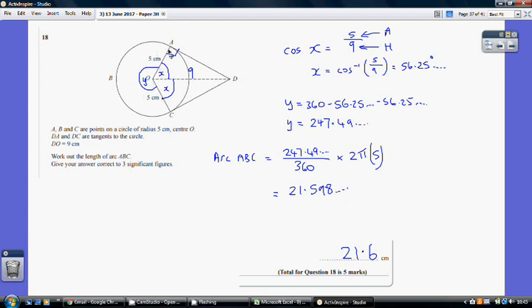The proportion that this length here, the arc ABC, is of the whole circumference is y over 360, which is my 247.49 over 360, is that proportion of the whole circumference. And of course the circumference is just pi times diameter, so pi times 10, because the diameter of the circle is 10. So this is the proportion of the circle, this is the circumference of the circle. That gives me 21.598..., which is 21.6 centimeters to 3 significant figures.